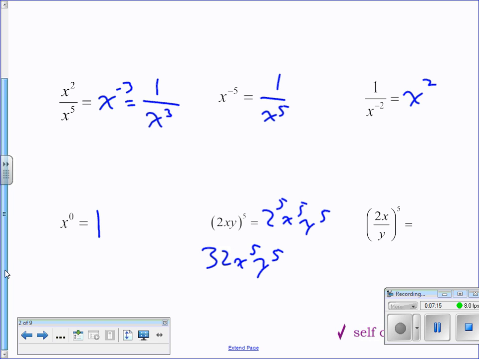The numbers, you want to do the powers and stuff on the numbers when you can. The variables are actually easier on this stuff because you just write them to their powers. You don't have to do any other manipulation. The numbers are always where it gets stuck. Same thing on the next one.